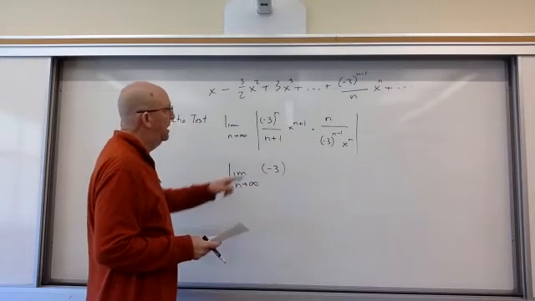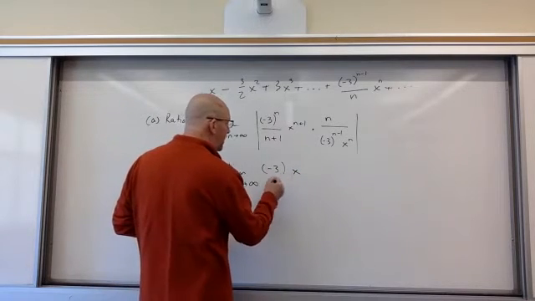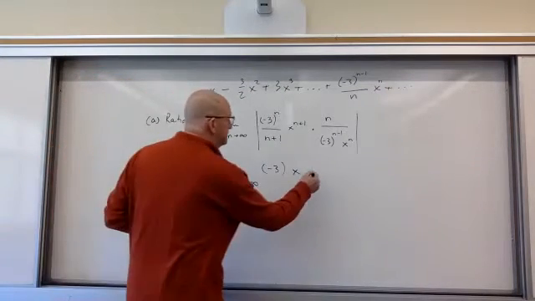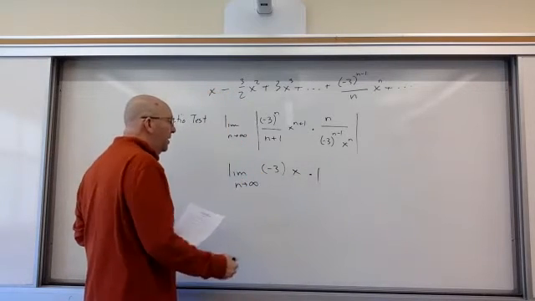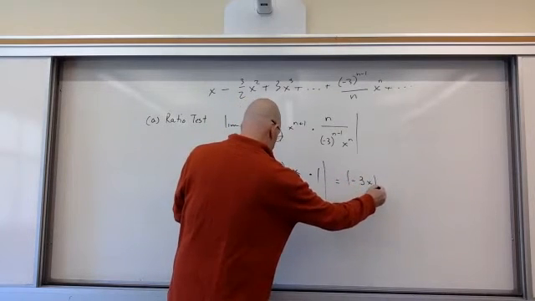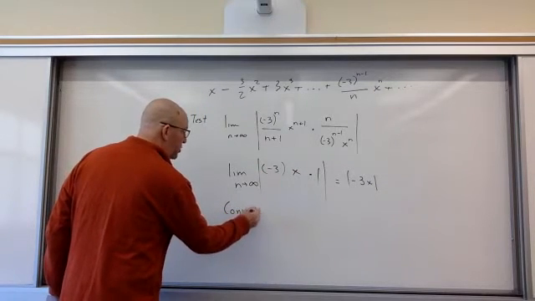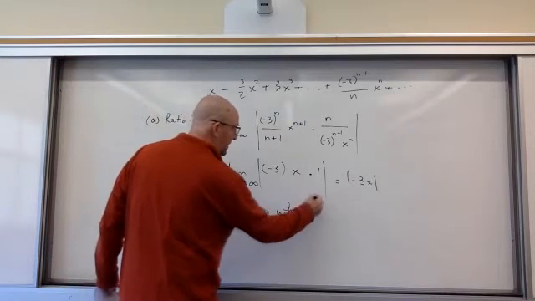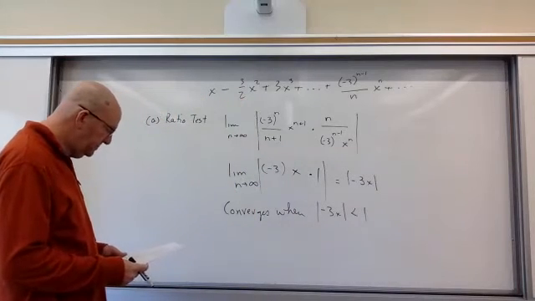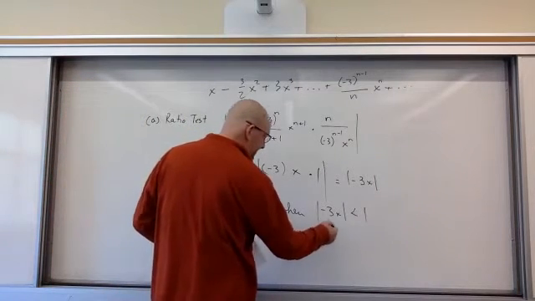How about x to the n plus 1 over x to the n? I think that's just x. And then n over n plus 1, we know that goes to 1 as n goes to infinity. So what I've got is the absolute value of negative 3x, and we know this converges when the absolute value of negative 3x is less than 1. That means the absolute value of x is less than 1/3.